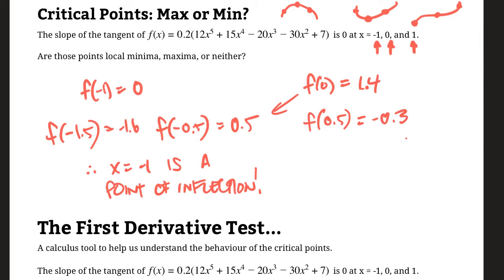Now, what this tells us, if we look at either side of this, so we know the point that we're considering at f at 0 is 1.4. On either side of it, you'll notice that the y value is lower down. So if we have a point and on either side of it is lower down, we know it has to be a maximum value. So therefore, x equals 0 is a local max.